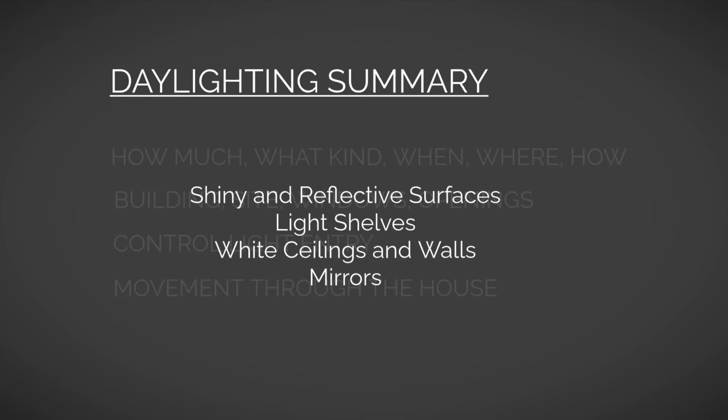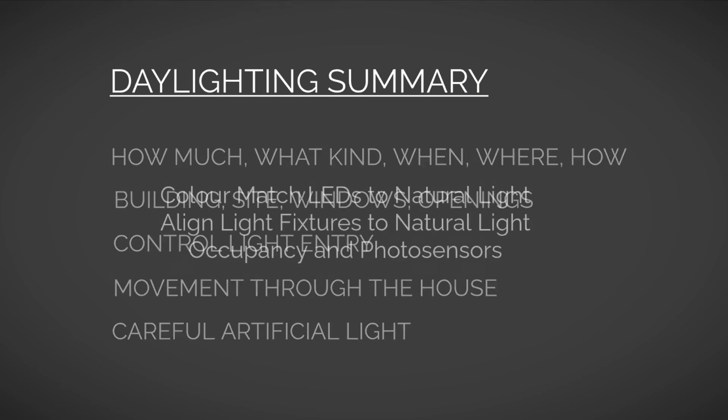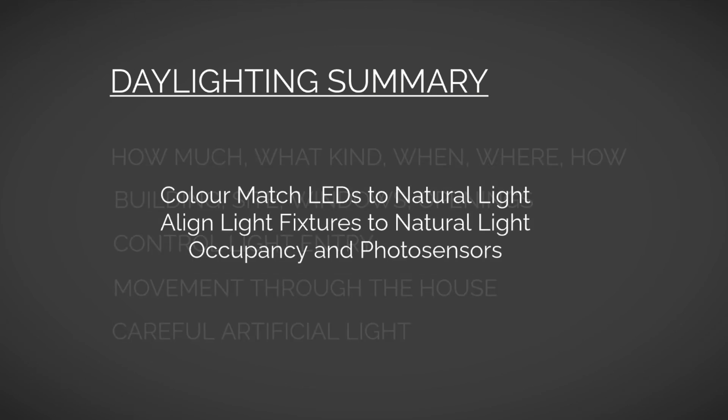Then we consider shiny and reflective surfaces inside the space to bounce the light around, light shelves that bounce light back up into the ceiling, and generally white colored ceilings and walls, and possibly even mirrors in your space. And last, artificial lighting that needs to be color matched, warm or cool to the incoming natural light, and aligning the light fixtures with that natural light source. And lastly, occupancy or photo sensors to turn off the lights when they're not needed.